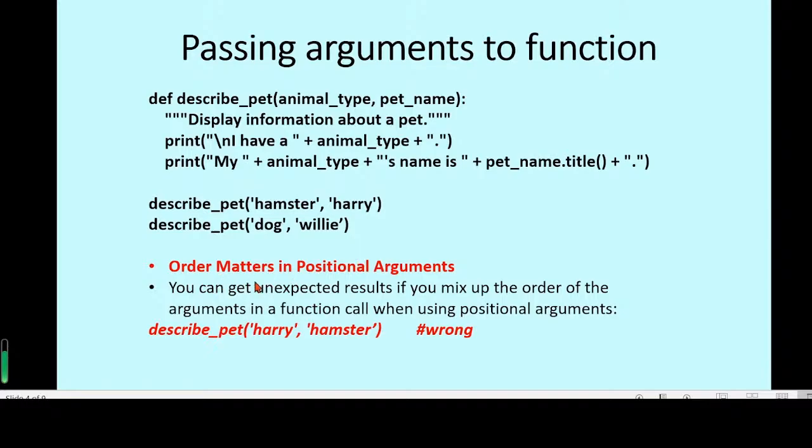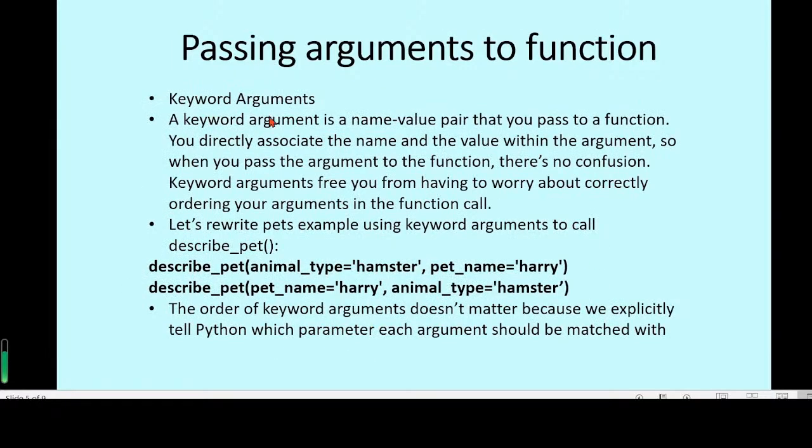So order matters in positional arguments. You can get unexpected results if you mix up the order of the arguments in your function call when using positional arguments. So for example, if you call this function but write this order, Harry, hamster, this will print the message you do not want.